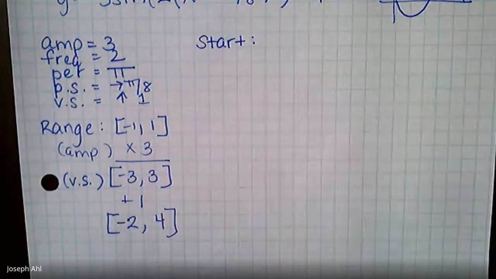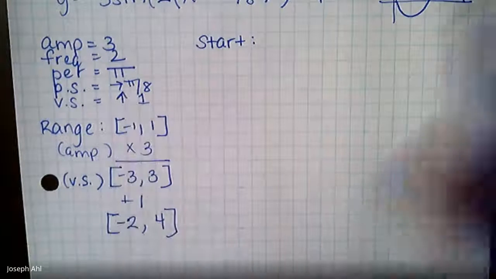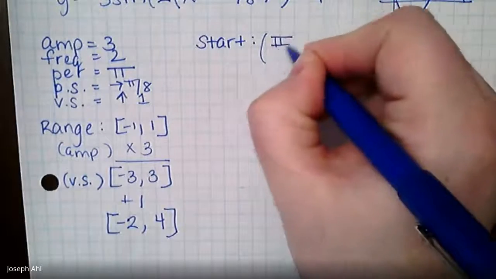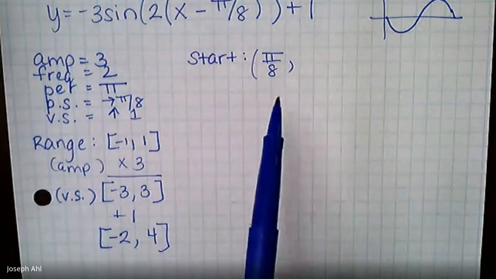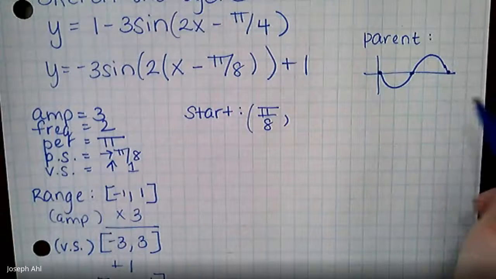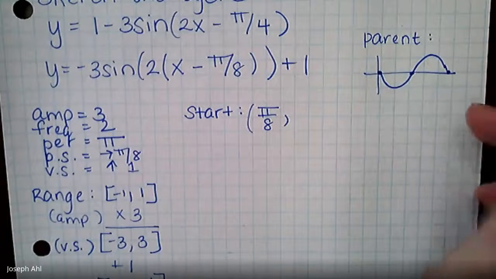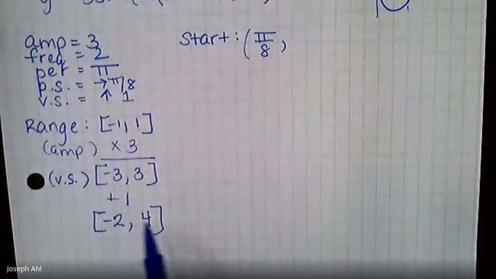Let's talk about the starting location. Okay. So where does this graph start? Well, because of the phase shift and the fact that we're moving to the right pi/8, that's where we're going to start. Okay, now the y value for the starting location, the start, the middle, and the end that we determine, they're all in the middle of the range. Okay, and they're all on that thing that I call the wrap line.